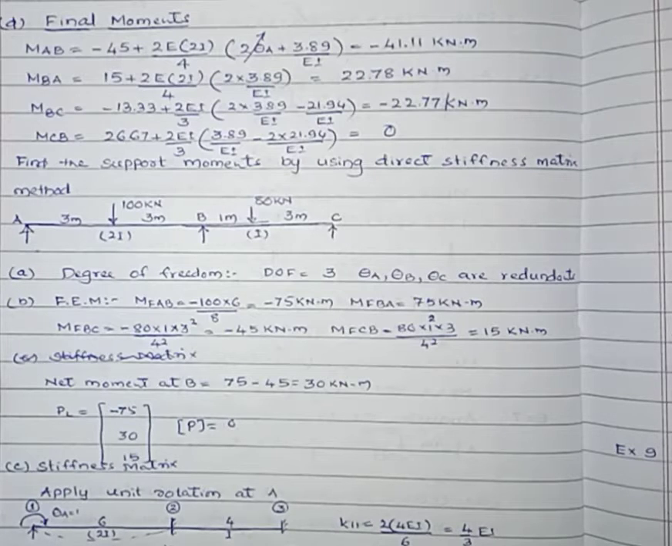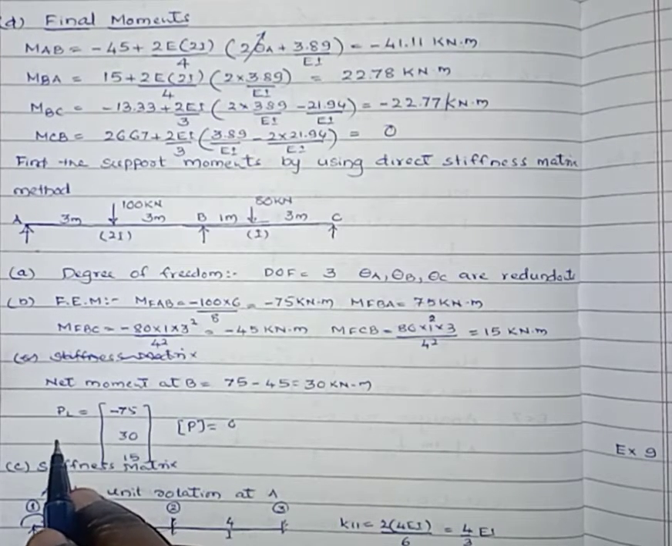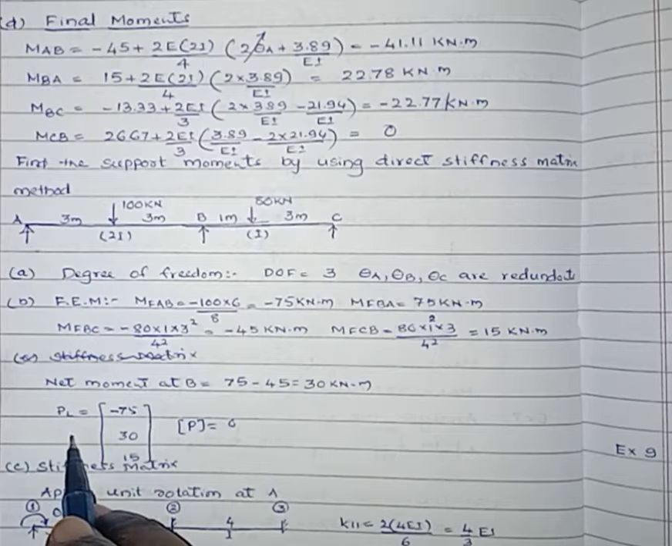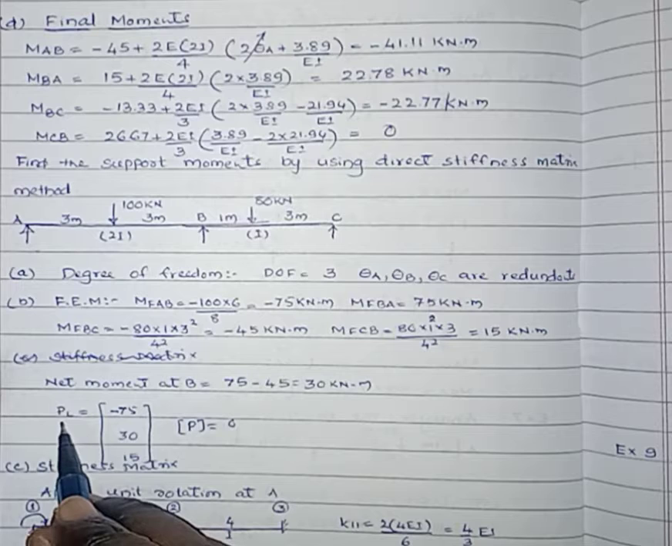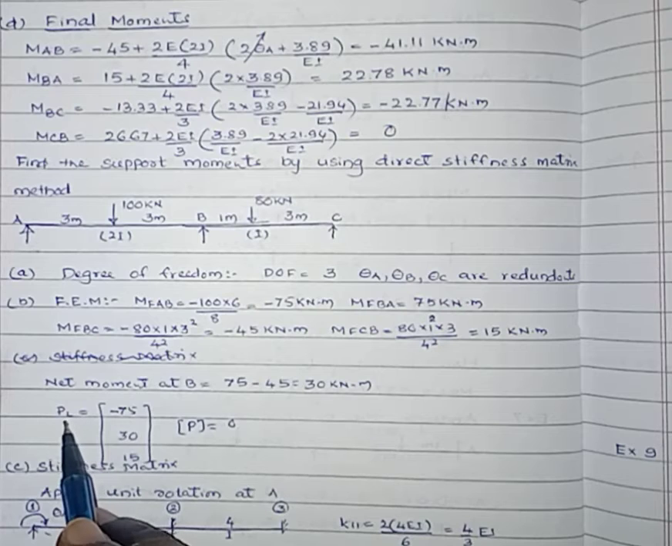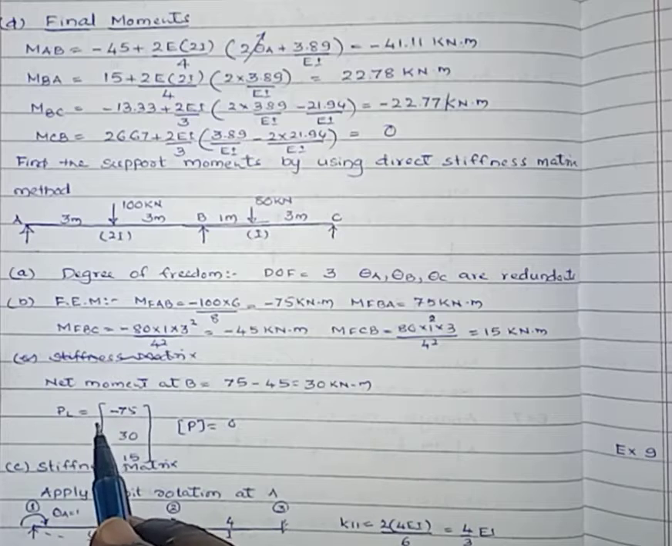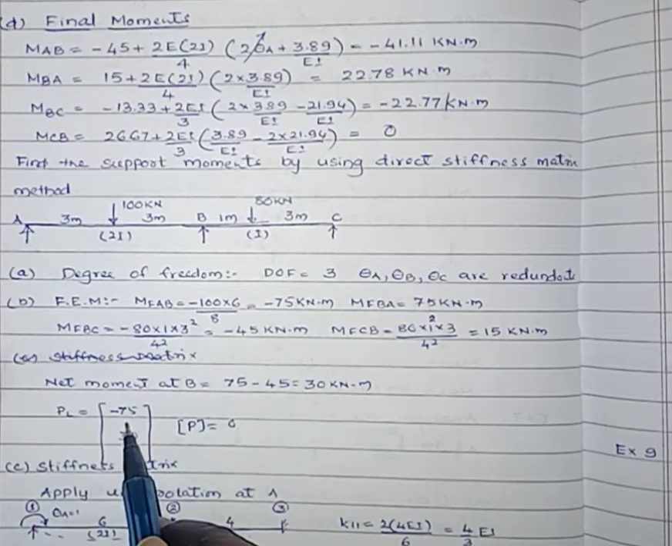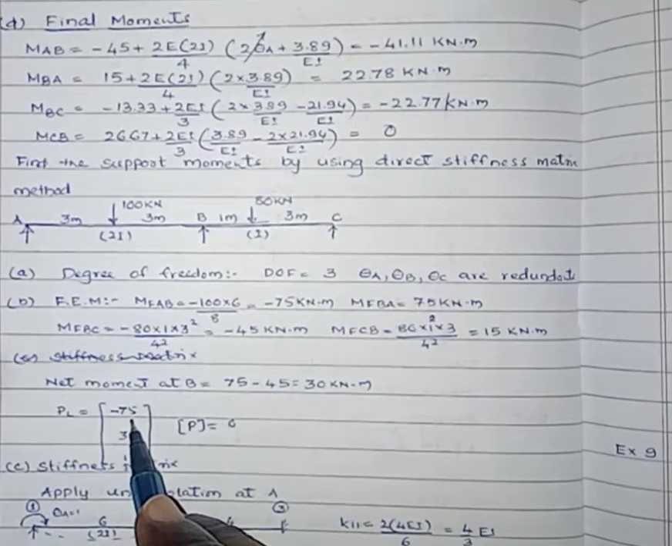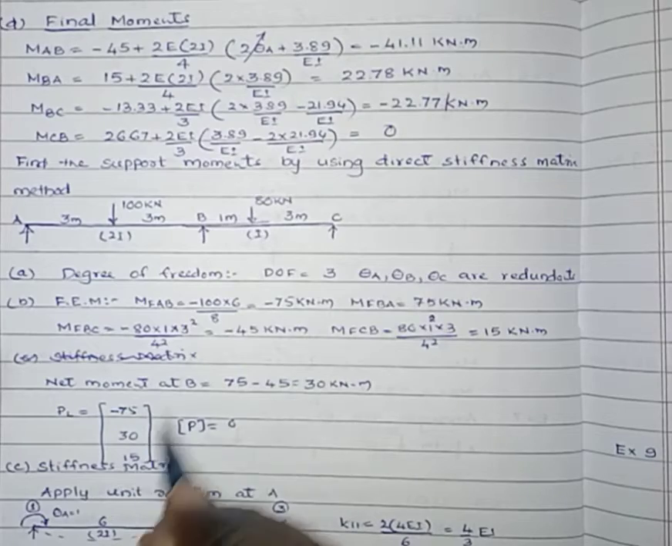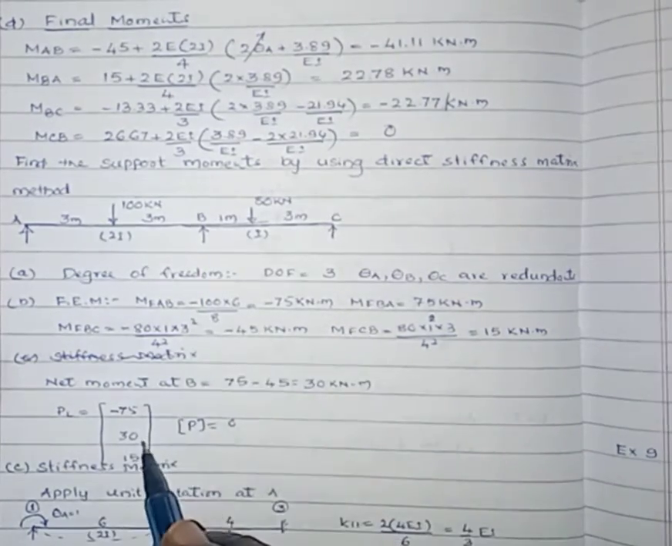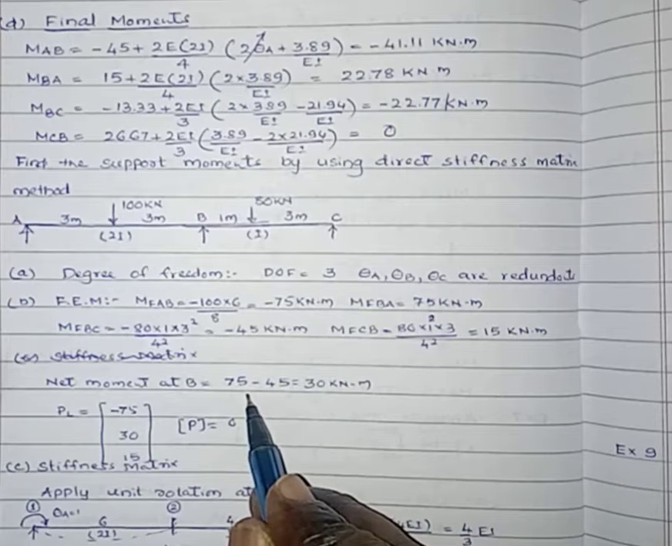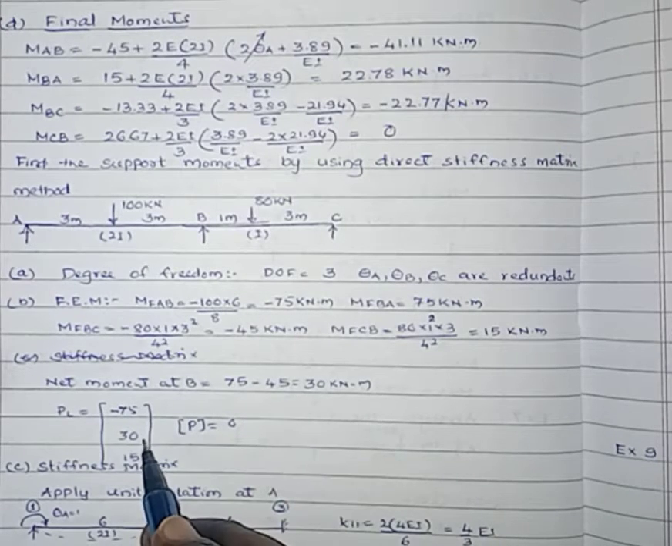Now we have to calculate the vector of the loads due to the moments at the joints A, B and C. Since we have considered theta A, theta B, theta C as the redundants, those are the coordinates 1, 2, 3. PL is the load vector. The net moment at A is minus 75 kilonewton meter. At B, two spans are connected, BA and BC. Then the summation of MFBA and MFBC is 75 minus 45, that is 30.